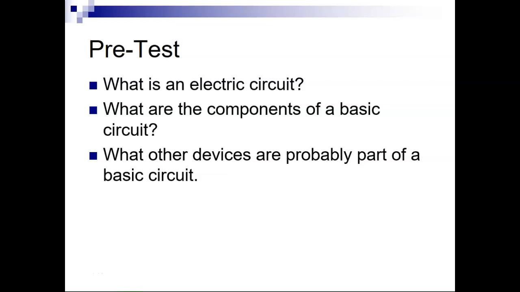So this is kind of review. An electric circuit is something that's going to do work, creating things like light, heat, things like that. The components of a basic circuit, you have to have a source, a path, and a load. And some other devices that could be part of this are what, guys?